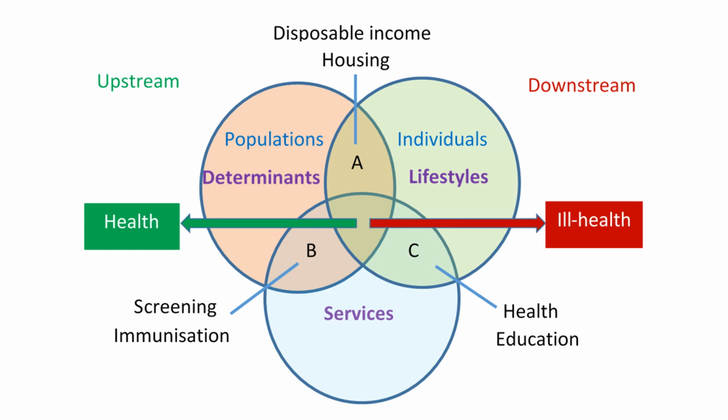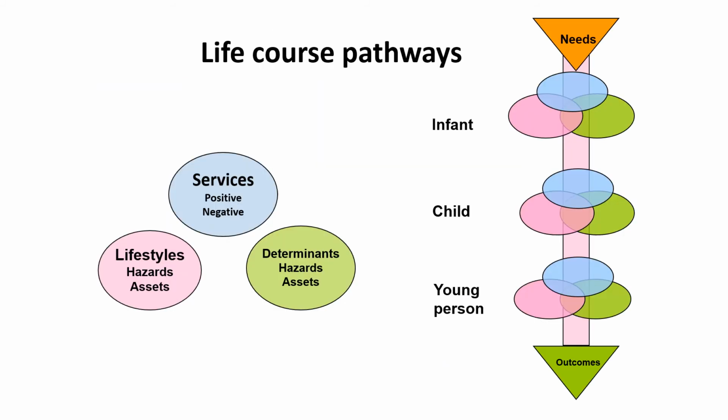In this slide I have attempted to describe the interaction between services, determinants and lifestyles. I have also introduced the concepts of upstream and downstream. Generally, upstream interventions are delivered on a population basis, for example macroeconomic policies to reduce poverty, whereas downstream interventions are more orientated towards individuals, for example money management and debt counselling. Public health services offer both screening and immunisation on a population basis, and then also health education on specific topics to individuals.